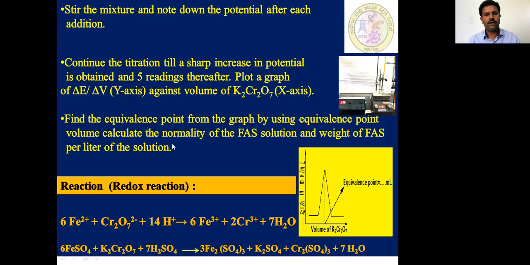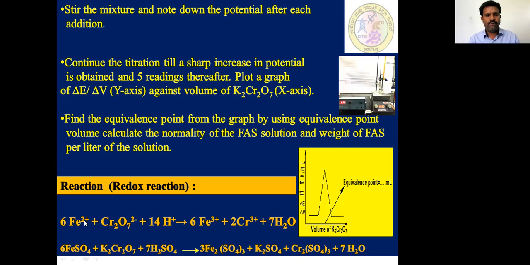And by using this equivalence point volume, you can calculate the normality or concentration of ferrous ammonium sulfate solution. And finally, the weight of ferrous ammonium sulfate per liter of the solution. So this is the procedure we must follow. So let's go through what reaction occurs during the titration.